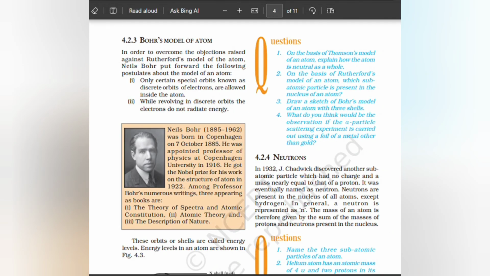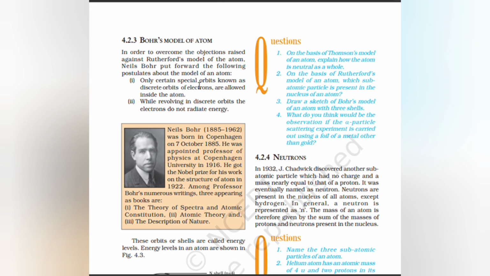Bohr model of atom. In order to overcome the objections raised against Rutherford's model of atom, Niels Bohr put forward the following postulates about the model of an atom. Only certain special orbits, known as discrete orbits, of electrons are allowed inside the atom. While revolving in discrete orbits, electrons do not radiate energy.